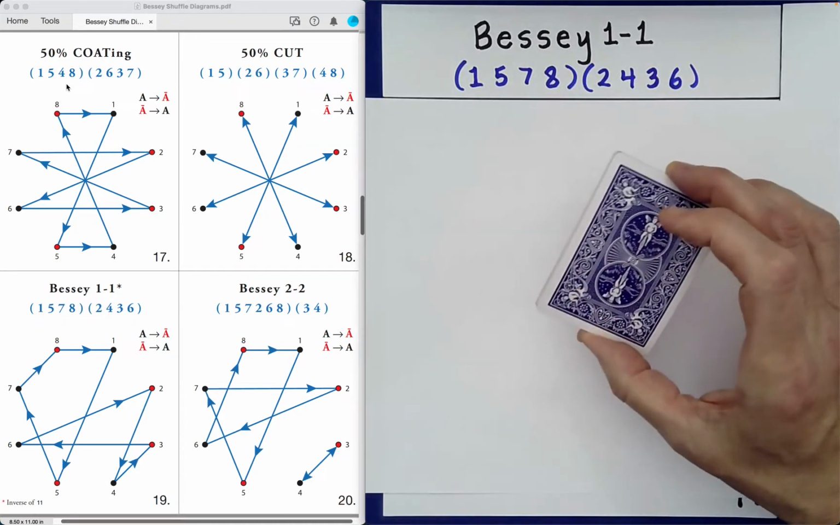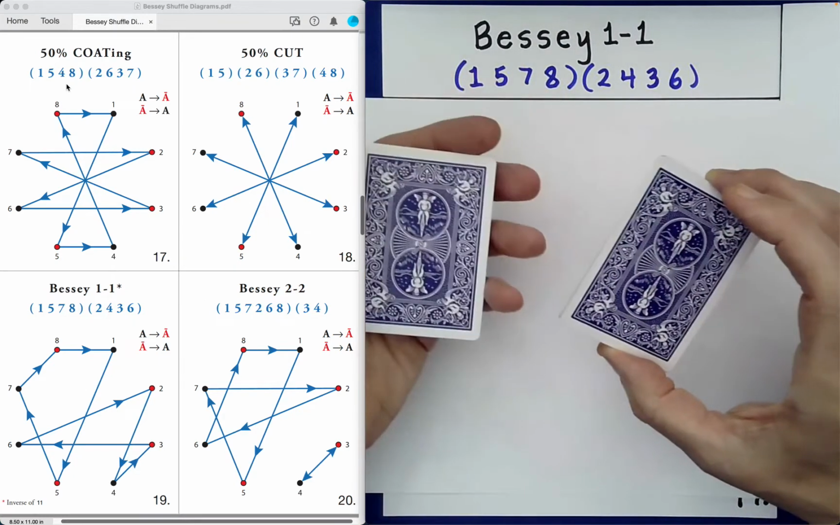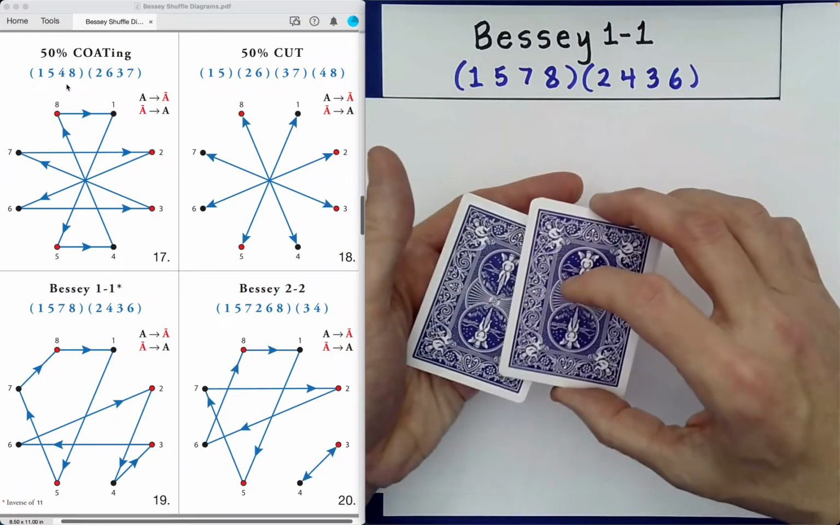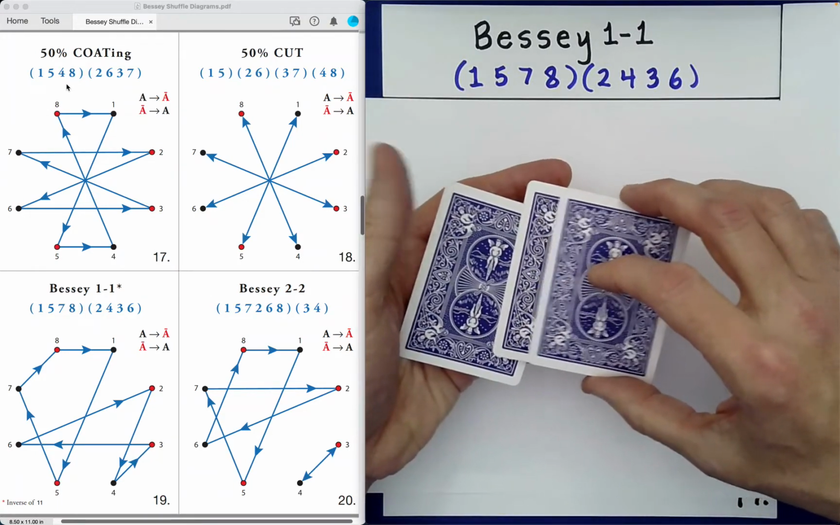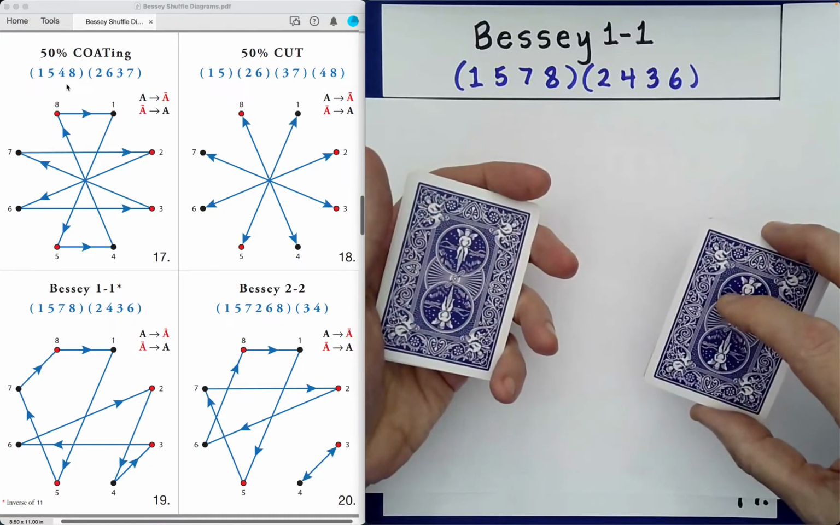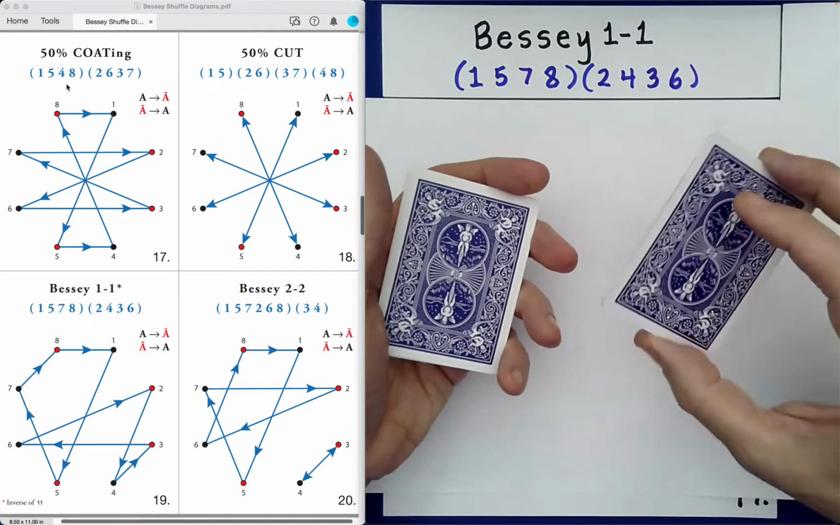And you take the top card off into your other hand, and then you take the bottom card, just one, the bottom card into your other hand, onto the top, onto the one that you've just set there.